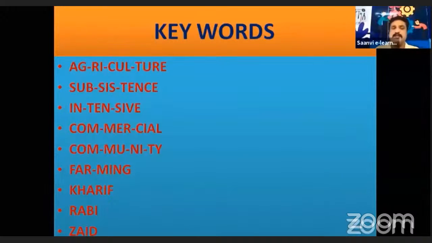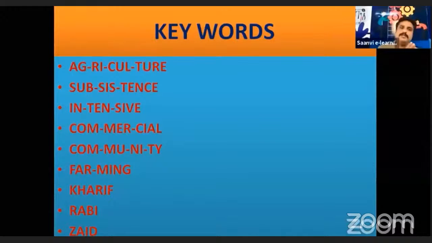In the same way, commercial crops, also called cash crops: tea, coffee, sugarcane, turmeric. All this comes under commercial crops, and they have great market value. Next is community: already you know, the group of people who live in an area we call a community. Next is farming.